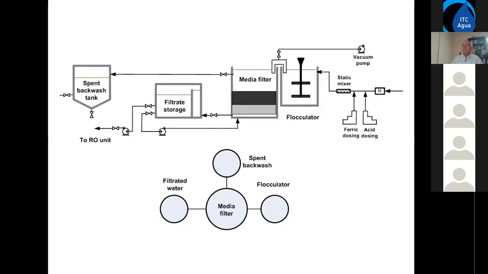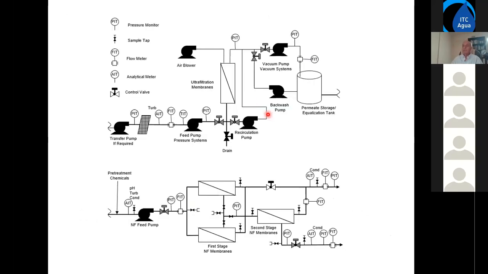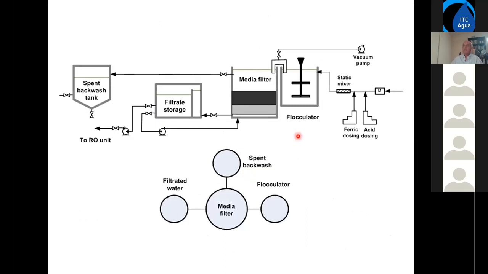Okay, so some pictures. The previous one was the MF and the RO pilot unit combined together. And this is a pilot of the media filtration, which is for seawater. So we have the dosing, the static mixer, the flocculator, and because we may not have a hydraulic profile, we're using a siphon with a vacuum pump to move water from the flocculator to the media filtration storage, and the backwash is going there, and then we have to have a permit to discharge this backwash.